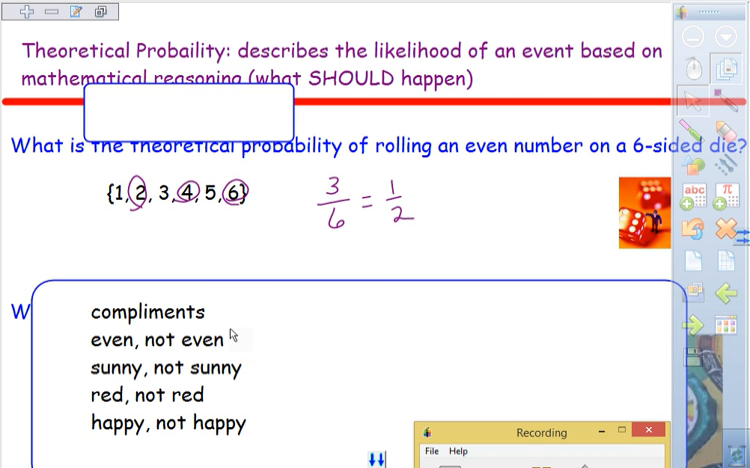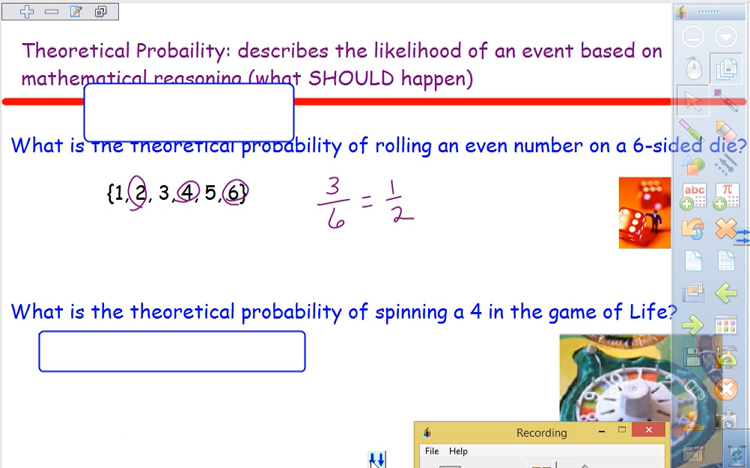So here are some more examples: it being sunny out or it being not sunny, pulling a red marble or pulling a not red marble, the probability a person is happy or not happy. If you add those probabilities together, they would equal a probability of 1.